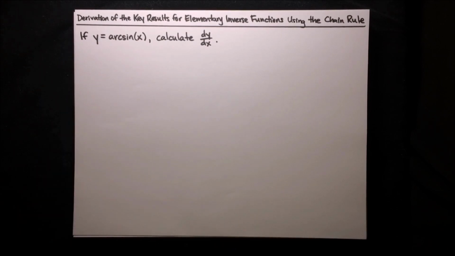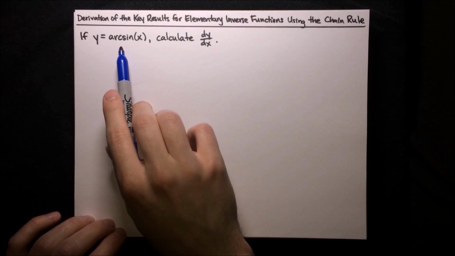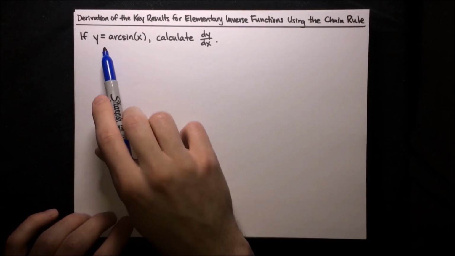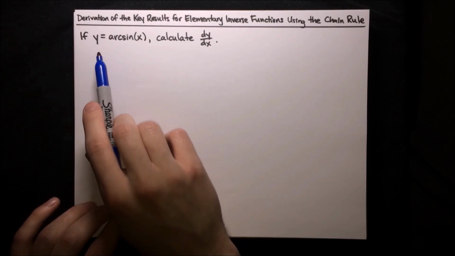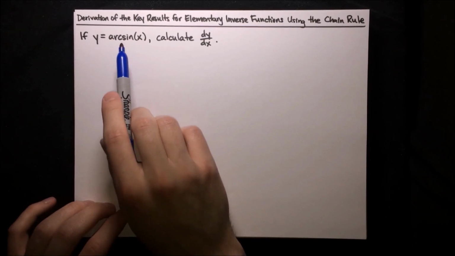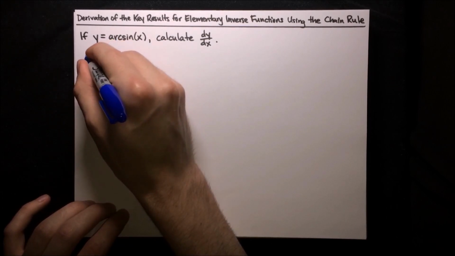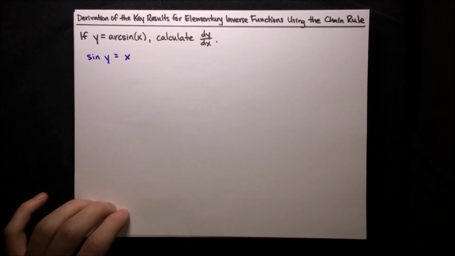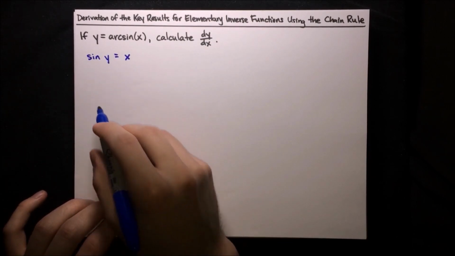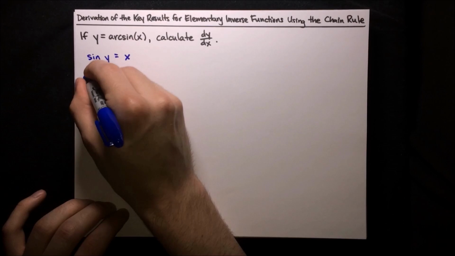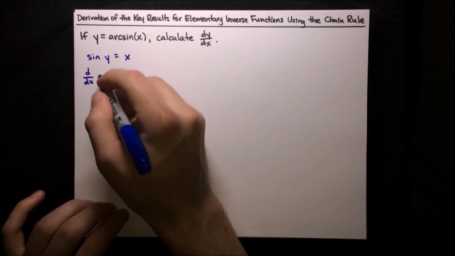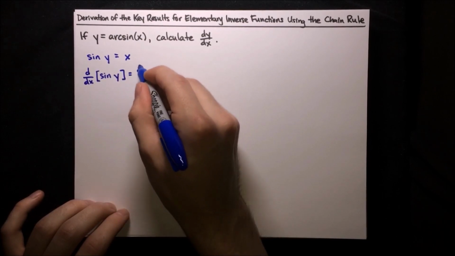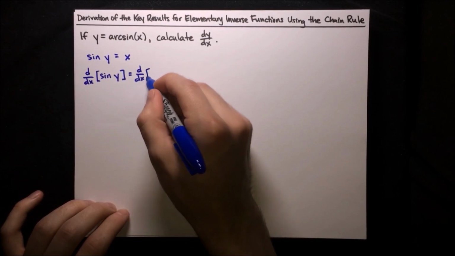How about let's turn this into a sine problem instead of an arc sine problem, and then we can leverage the chain rule. To turn this into a sine problem, we can just apply sine to both sides of this equation, and that'll cancel out the arc sine. So we'll just have sine of y equals x. And now we can take the derivative of both sides using the chain rule. So let's just write that out explicitly. d over dx of sine y is equal to d over dx of x.